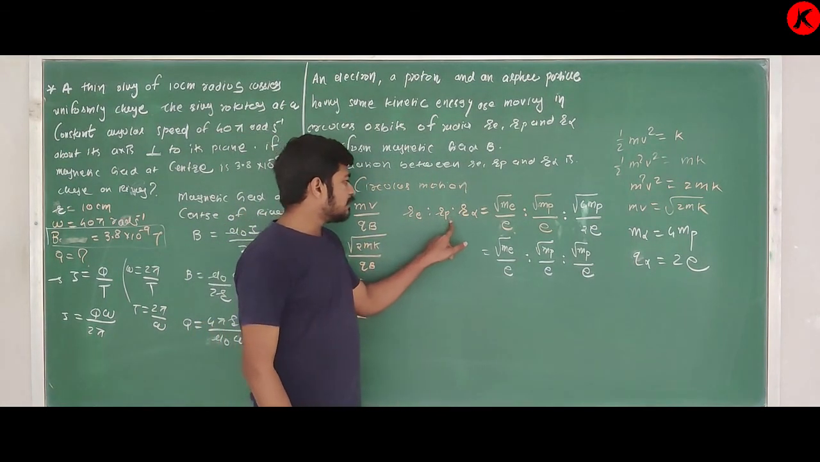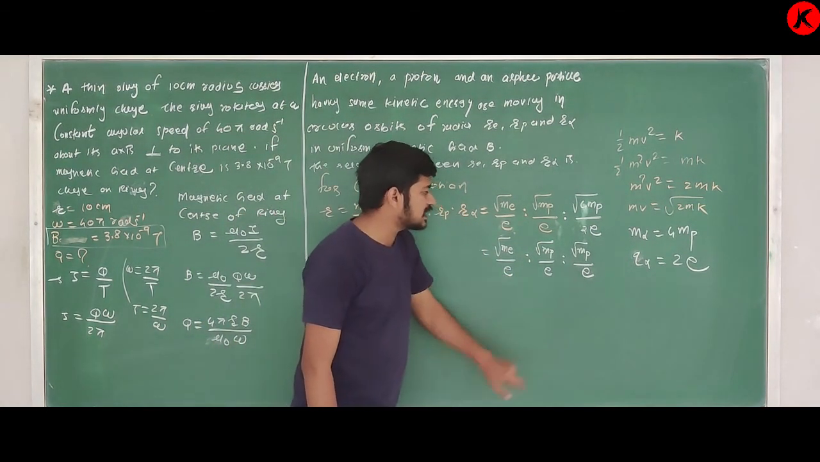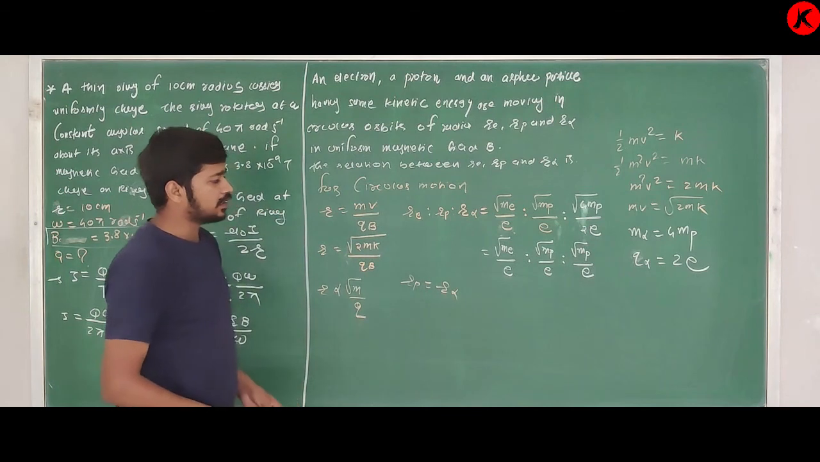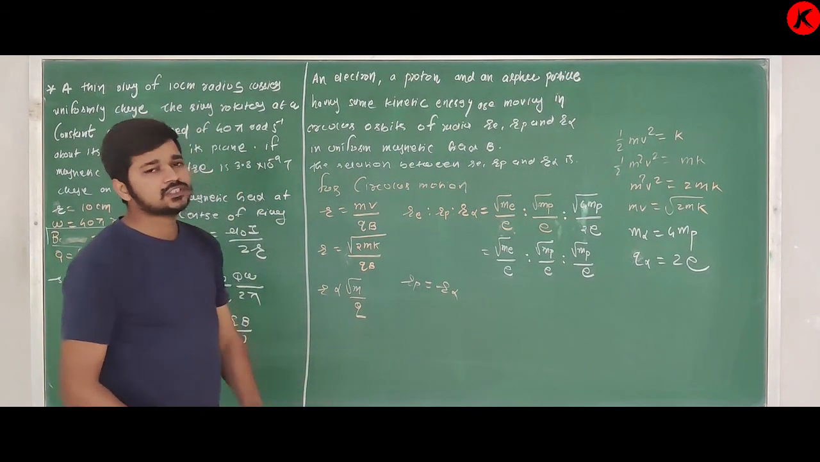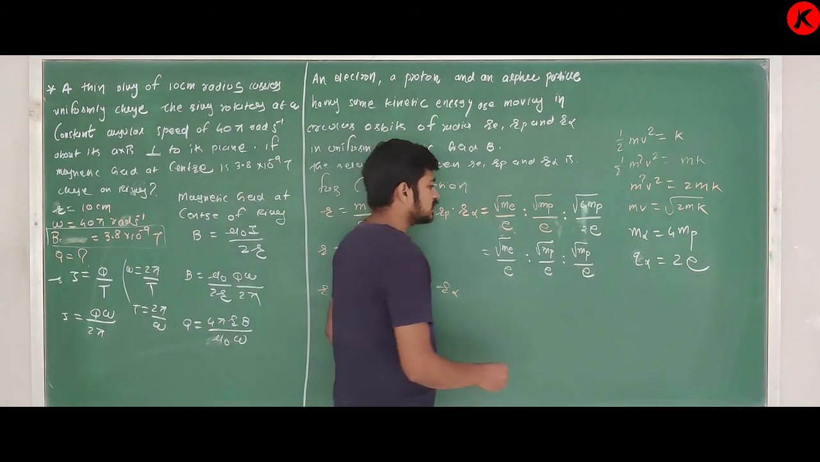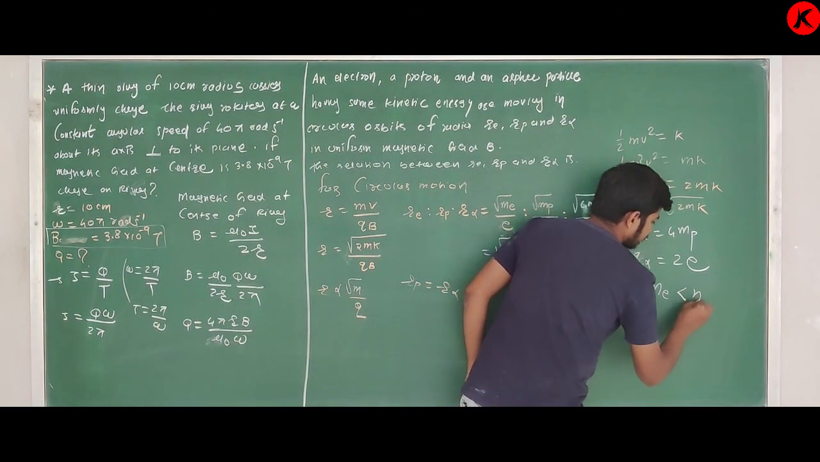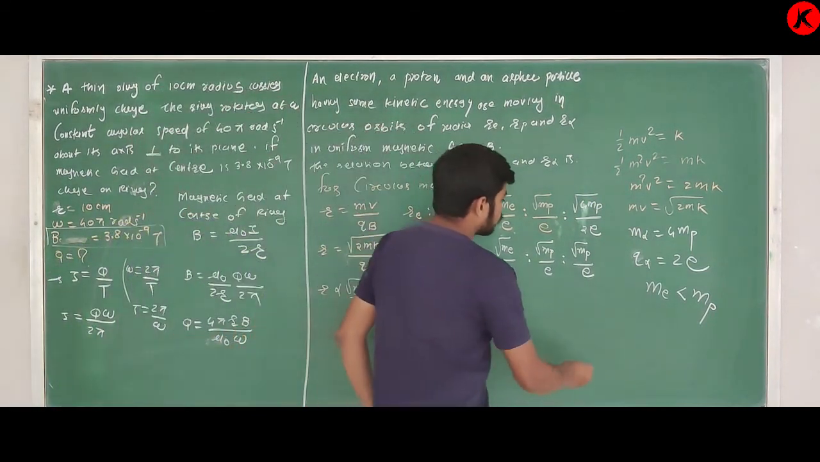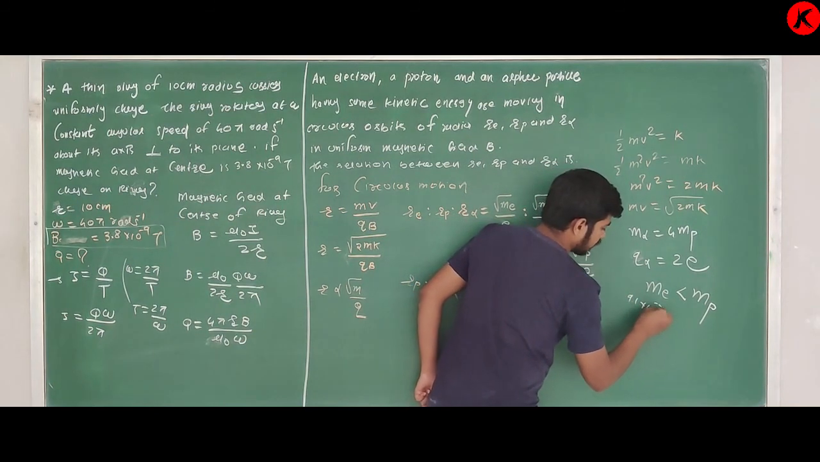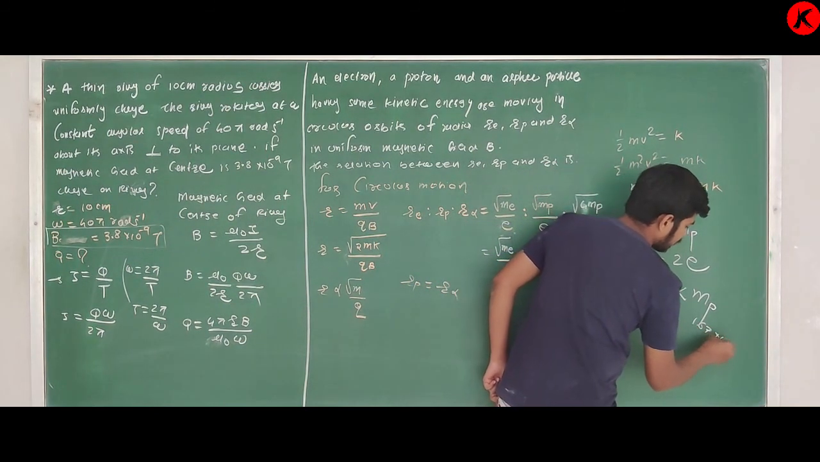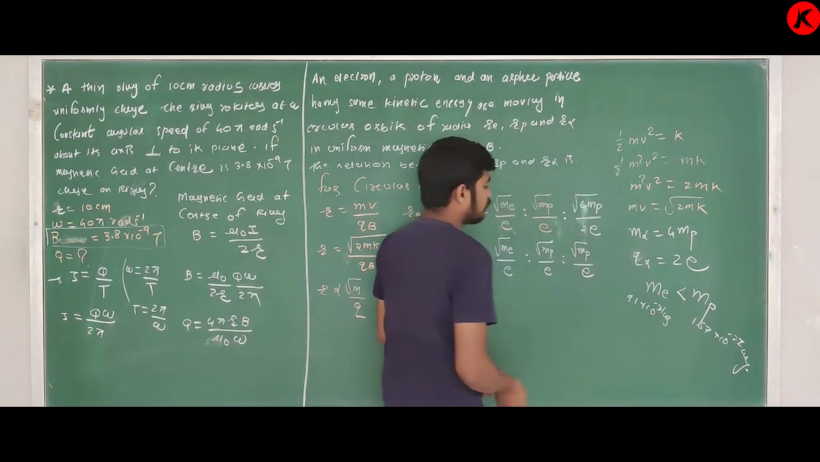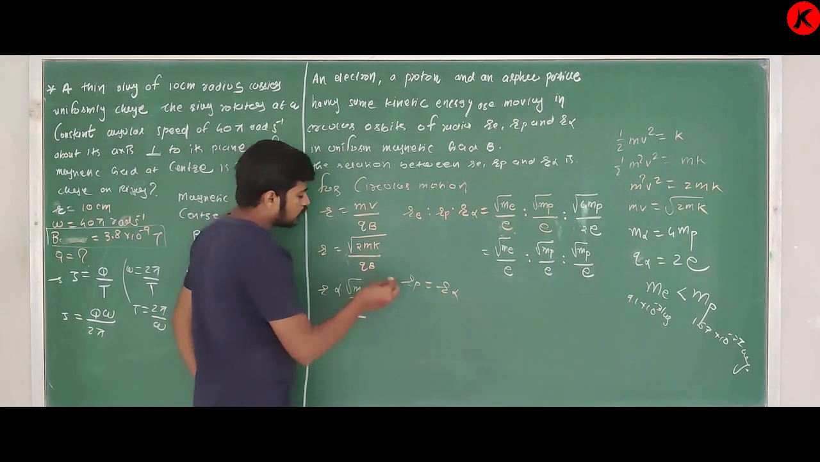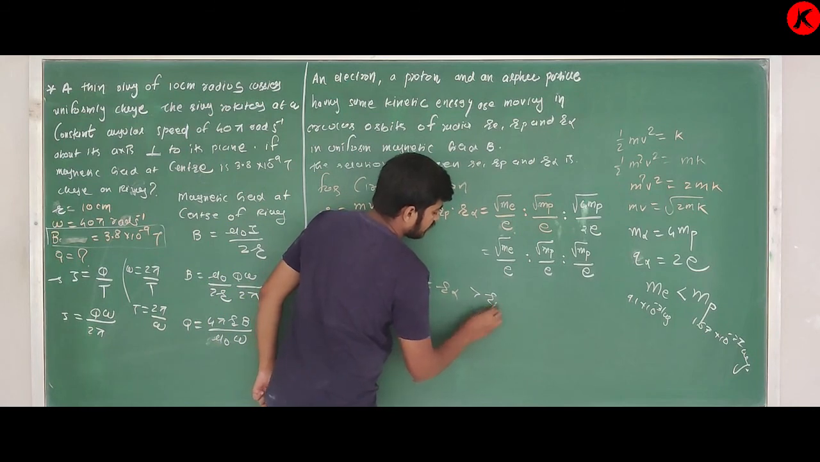So Rp is equal to R alpha. The answer is the same, which means the radius of the proton is equal to the radius of the alpha particle. Now, which one is greater and which is smaller? We know the relation that m e is less than m p. Mass of electron is 9.1 into 10 raised to minus 31 kg, while the proton is 1.67 into 10 raised to minus 27 kg. So the mass of electron is smaller, so its answer will be smaller. So Rp is equal to R alpha, and both are greater than Re.